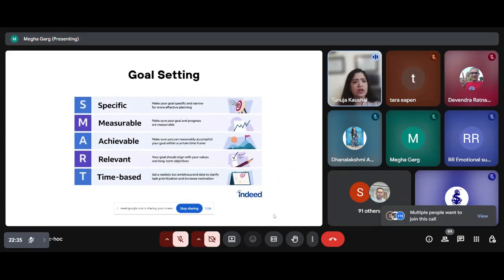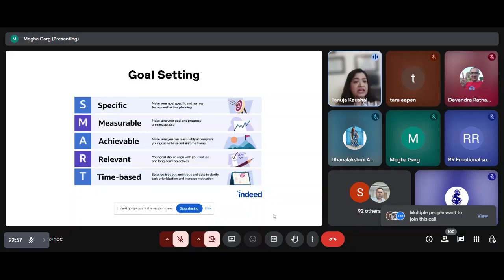Okay, so SMART goals is a very simple technique. SMART is basically an acronym, and every alphabet stands for a term. S means specific. Be clear about what you want out of therapy. Measurable is you track progress. So rating scale is a wonderful way to quantify the improvement.